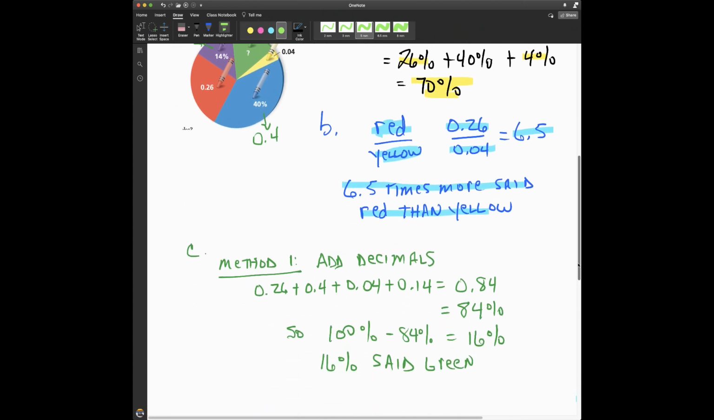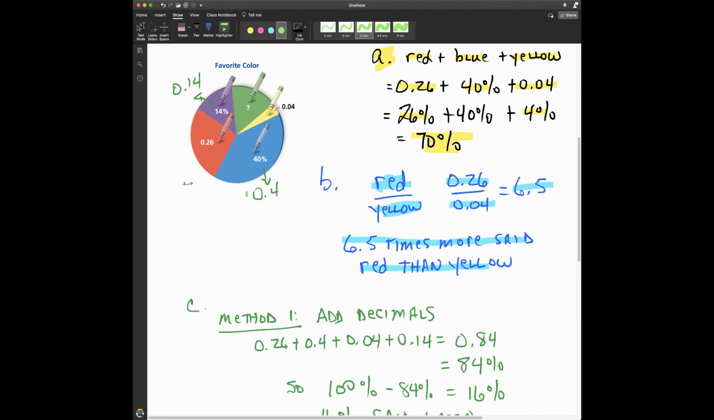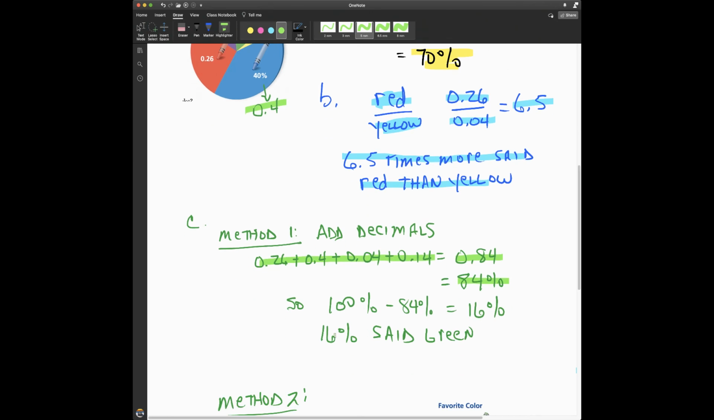So the first method, I just added decimals together. I looked at my pie chart and I converted my percents into decimals. So wherever I saw a percent, I wrote it as a decimal, and then I added the decimals together. So that's what I did here. And I ended up with 0.84, and we remember how to turn that into a percent by moving the decimal two places to the right so that it's closer to the percent sign. Then I have to remember for the green part, I have to subtract 84% from the whole thing, which is 100%, and I get 16. So 16% said green. So that's not too bad.